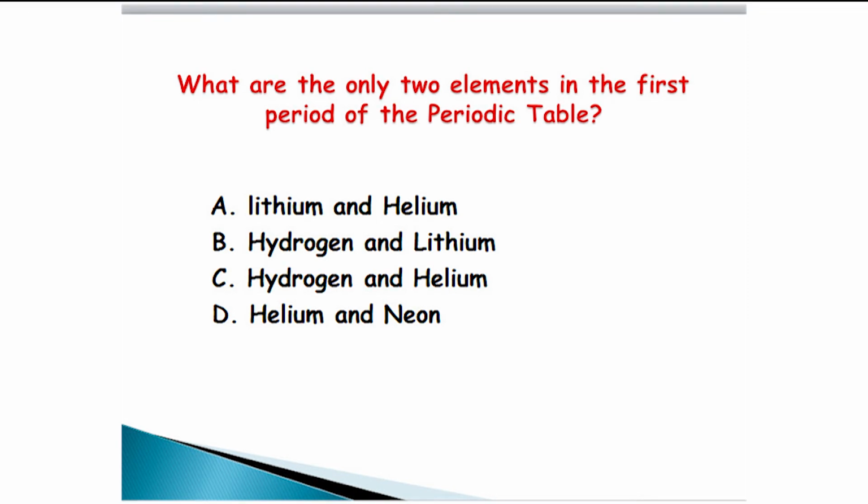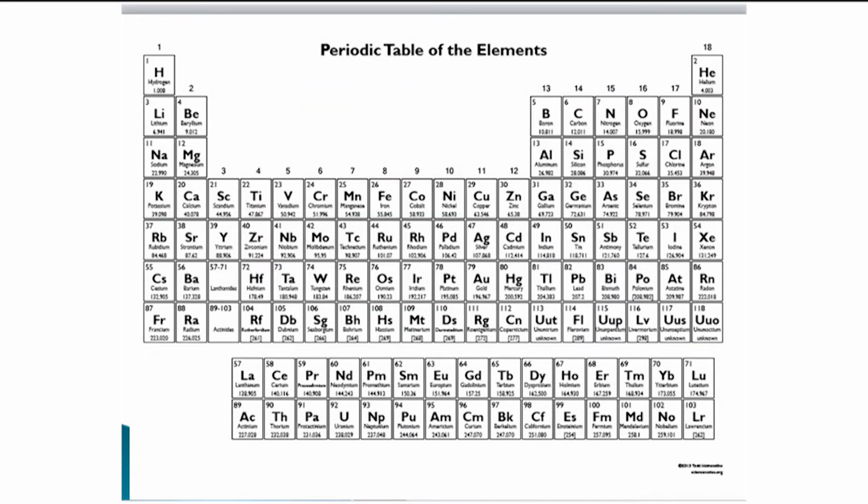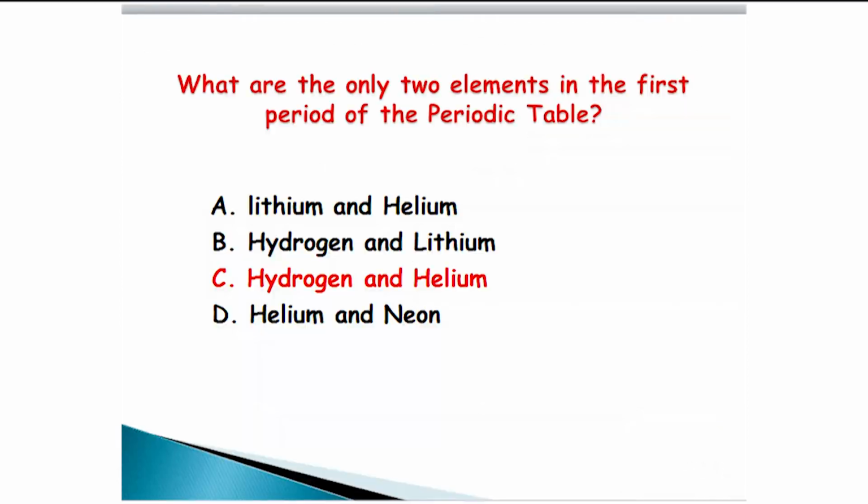What are the only two elements in the first period of the periodic table? In order to know, I'm going to show you the periodic table, and then the first two elements in the first period are hydrogen and helium.